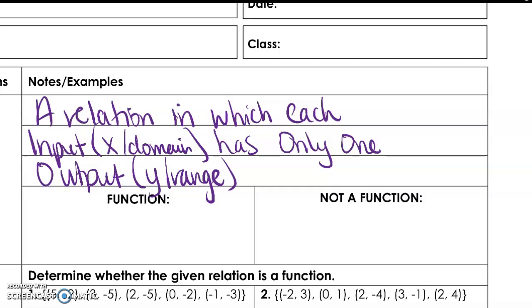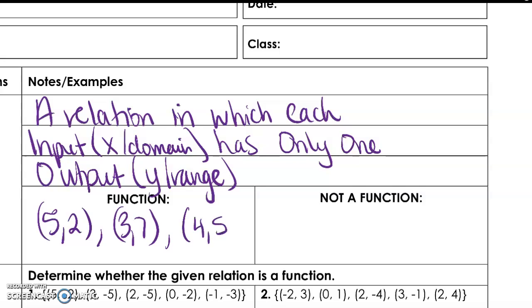So your job is to look for the x's and see if there are any that are repeated. If there are, then you need to look to see what the y values are. If the y values are also the same, then it's still a function because the machine worked properly. If the x's are the same but the y's are different, then it is not a function. Your machine is broken.